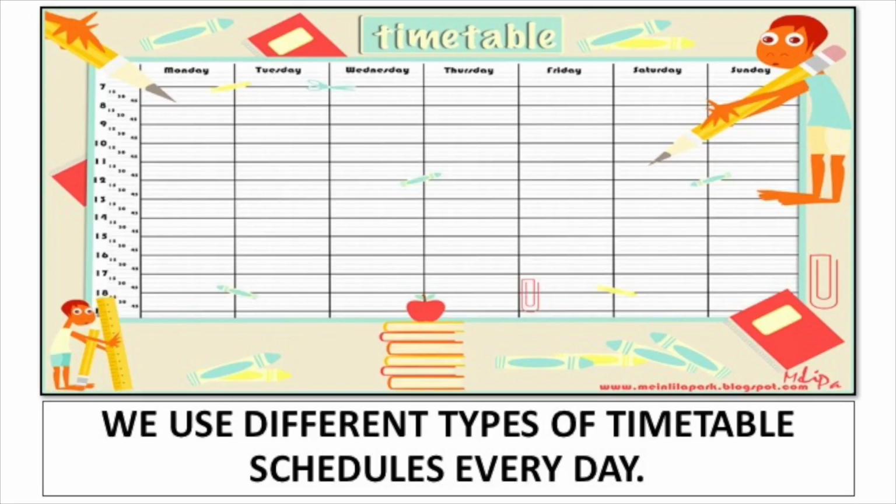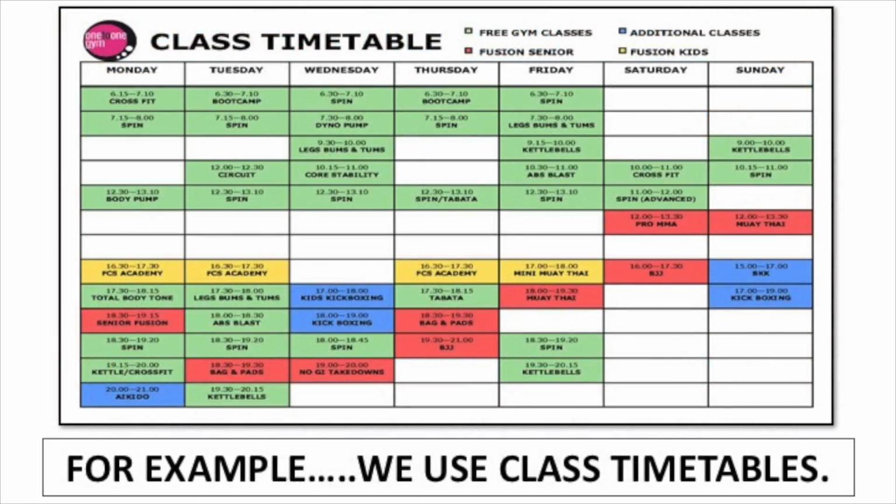We use different types of timetable schedules every day. For example, we use class timetables. You use every day, guys. You need to know where you need to be for what lesson at what time. And the way that you know is by looking at your class timetable every day. So you're already using one and you probably didn't even know.